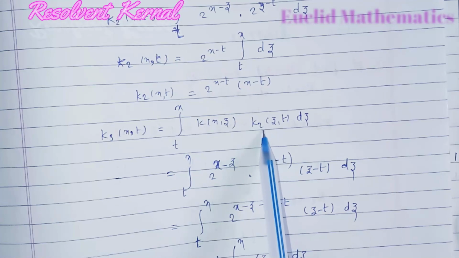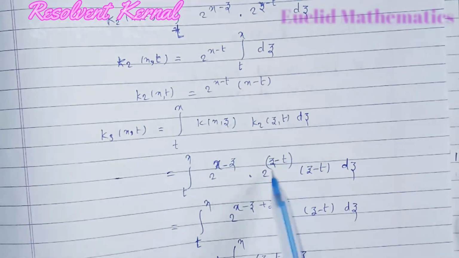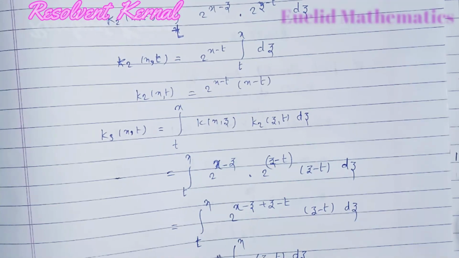Now let's find out the value for k2 of zt. So replace x by z: 2 raised to z minus t into z minus t. So 2 raised to z minus t into z minus t dz. The bases are the same, so add the powers: 2 raised to x minus z plus z minus t, multiplied by z minus t dz. Cancel the possible terms: plus z minus z cancel, remaining 2 raised to x minus t, which is a constant with respect to the integral dz. So take it out: 2 raised to x minus t, and the integral over t to x of z minus t dz.